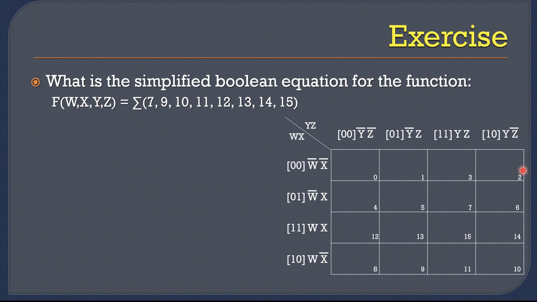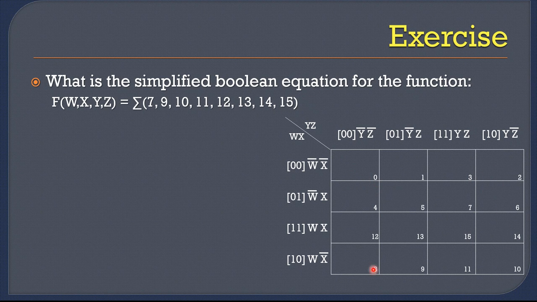So what is the simplified Boolean equation for the function f of w x y z? You have four variables, so you should draw a four variable K map, and label it accordingly. You have to put wx on the left hand side and yz on the top, label it correctly, and put the minterm numbers in the boxes correctly.